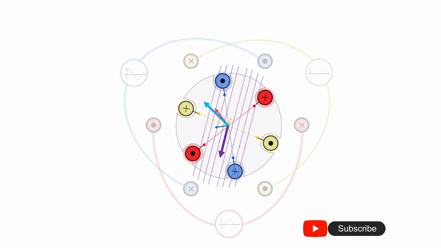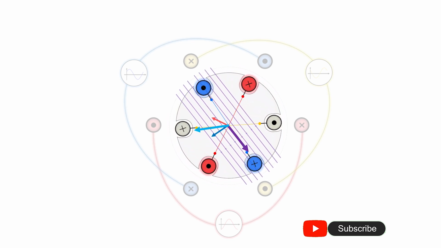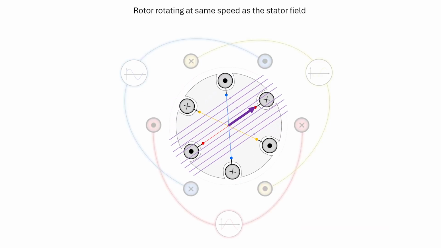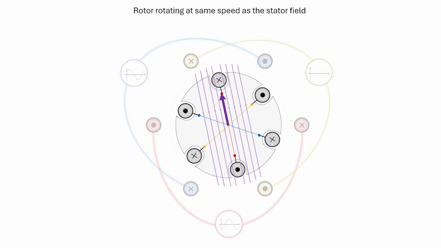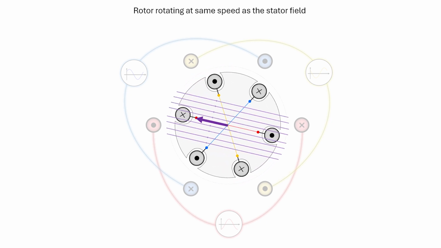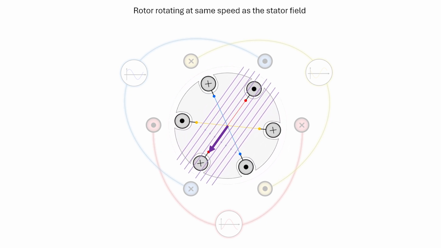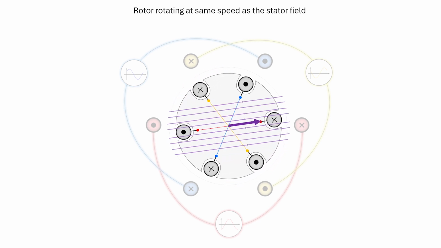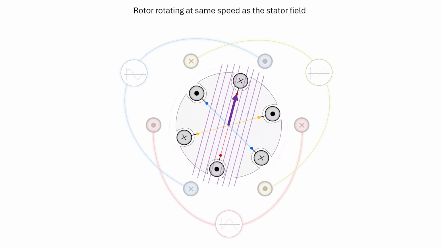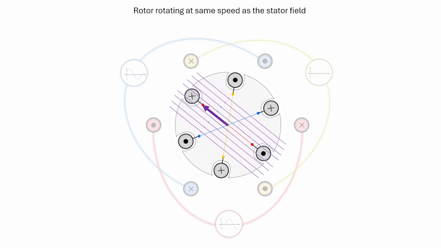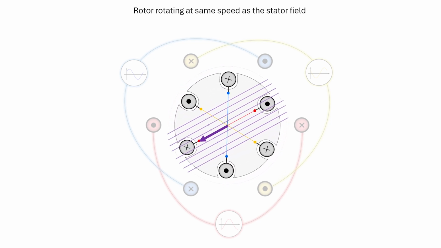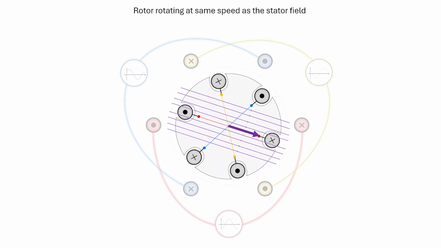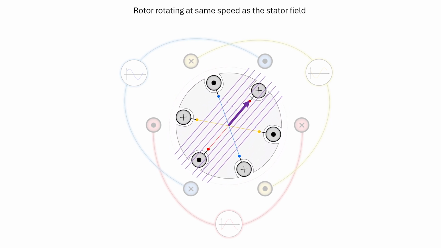Now that the rotor has started rotating, what happens when it catches up with the stator's magnetic field? When the rotor is rotating at the same speed as the stator field, there is no relative motion between the rotor coils and the stator field. In other words, the flux linked through the rotor coils is constant and does not vary at all. If the flux is not varying, there is no induced voltage in the rotor coil and no currents flowing through the rotor coils. Thus, there is no rotor magnetic field and no torque on the rotor.